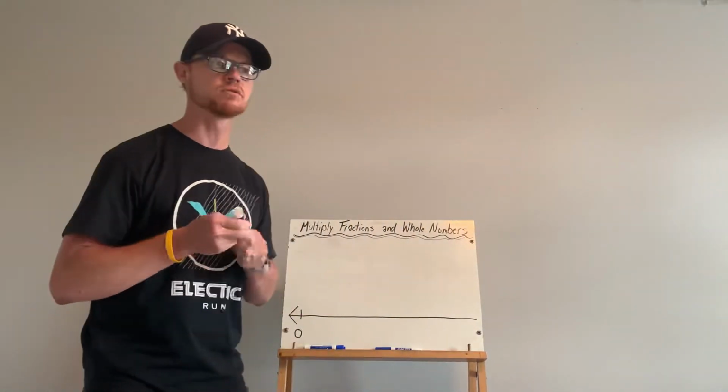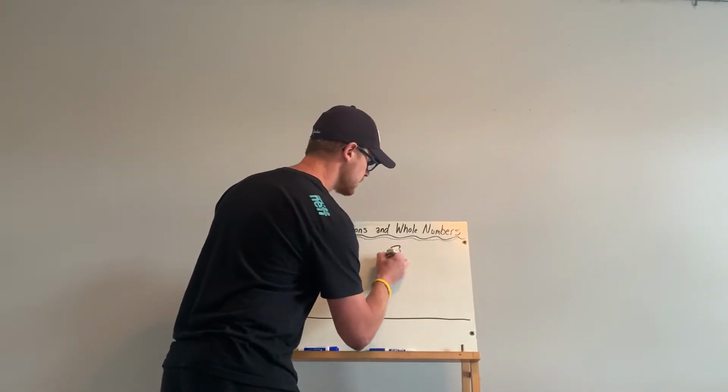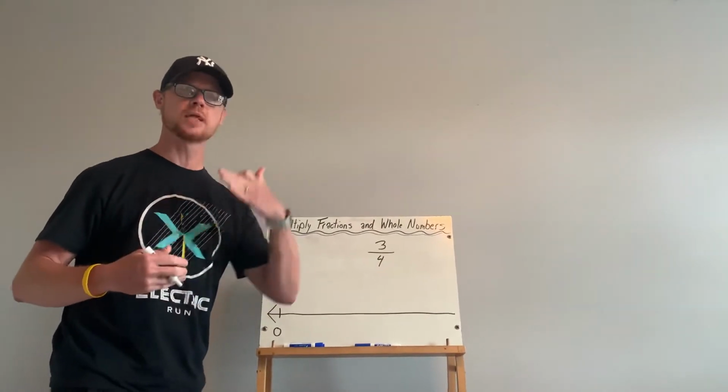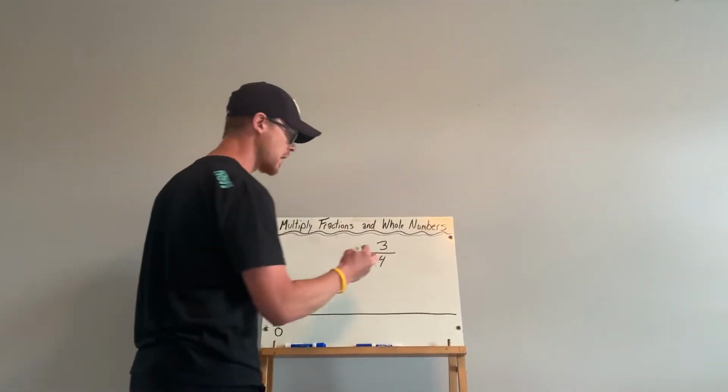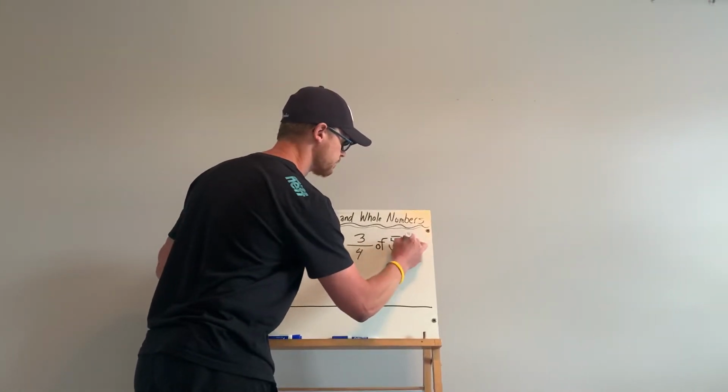Joanna is training for a triathlon. She rides her bike 5 days. Each day, she rides 3/4 of a mile. What is the total distance Joanna is riding her bike? Let's check this out. Each day she's riding her bike 3/4 of a mile, and she's riding it for 5 days. So it's really 3/4 of 5.